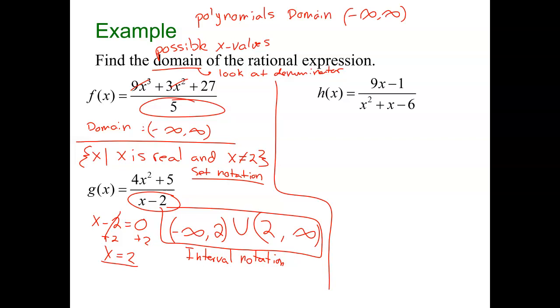Now for h, we're going to do the same thing. We're going to focus on the denominator and say, okay, x squared plus x minus 6 equals 0. So we need to figure out what values of x will cause it to be 0. So if I have a quadratic set equal to 0, how do I solve for x? Factor. A lot of factors. What are my factors?